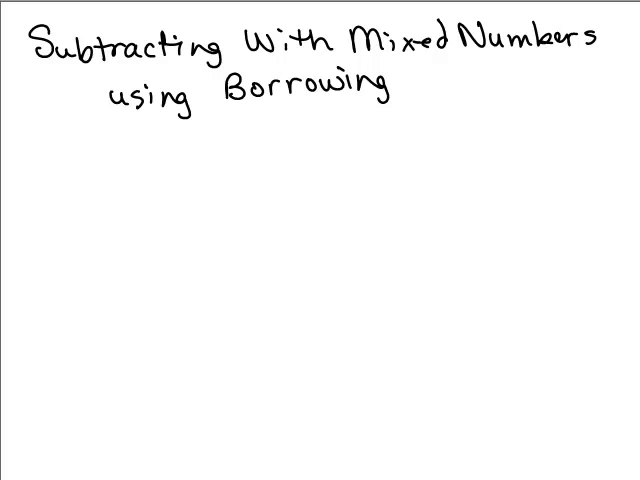This is a continuation of subtracting fractions that are mixed numbers by using the borrowing method. All right, so let's go over an example again where we have a common denominator. Let's say we have 8 and 1/5 minus 3 and 4/5.